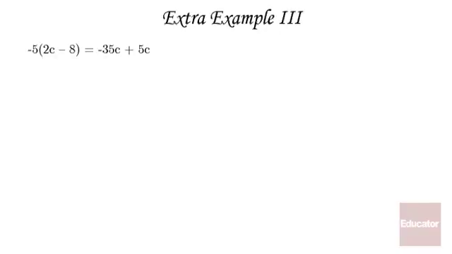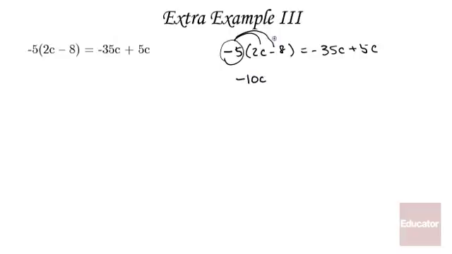Let's try another example, solving an equation, and we're going to be using distributive property this time. So I have negative 5 times 2c minus 8 equals negative 35c plus 5c. So I'm going to distribute this negative 5. We get negative 10c, and here we have to be very careful because we're distributing a negative. So a negative times a negative becomes a positive 40 equals, and then we can combine these.